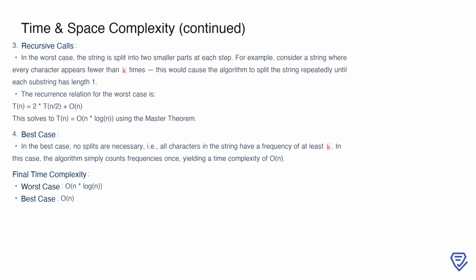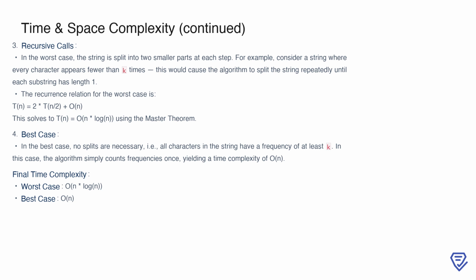Now, let's analyze the recursive calls. In the worst-case scenario, the algorithm repeatedly splits the string into two smaller substrings. For example, if every character in the string appears fewer than k times, the splitting process continues until each substring has a length of 1. The recurrence relation for this process can be expressed as T(n) = 2 * T(n/2) + n, where T(n/2) represents the time for the two recursive calls and n accounts for the frequency computation and splitting at each level.